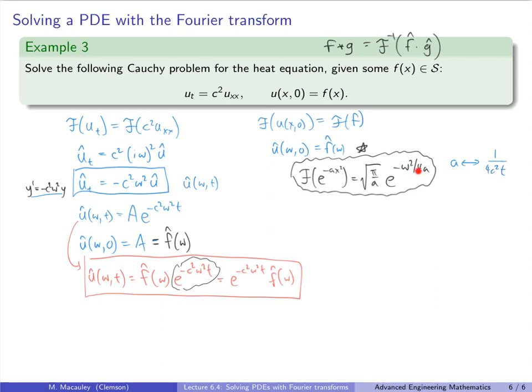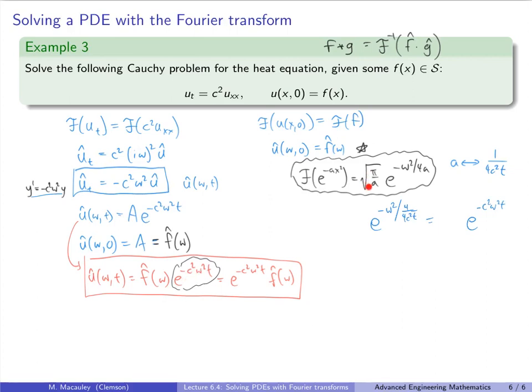So if we take omega squared divided by 4 times this fraction, then the bottom of that will come out on the top, and we will get, let me write that down, e to the negative omega squared divided by 4 over 4 c squared t. The 4's will cancel, and we will get e to the negative c squared omega squared t, and that's exactly what we have here.